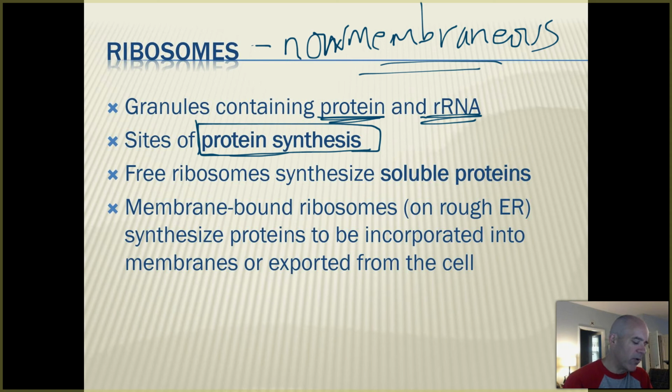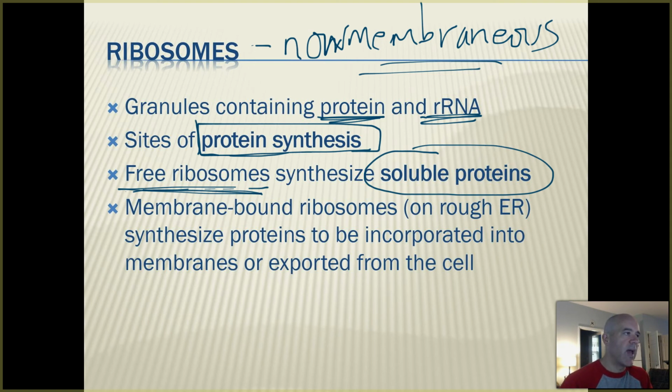Okay, so many of your ribosomes are what we call free ribosomes. That means that they're floating around in the cytosol, and they make what we call soluble proteins that are dissolved in fluids surrounded by the watery fluids of the cytoplasm. And then others are called membrane-bound ribosomes.